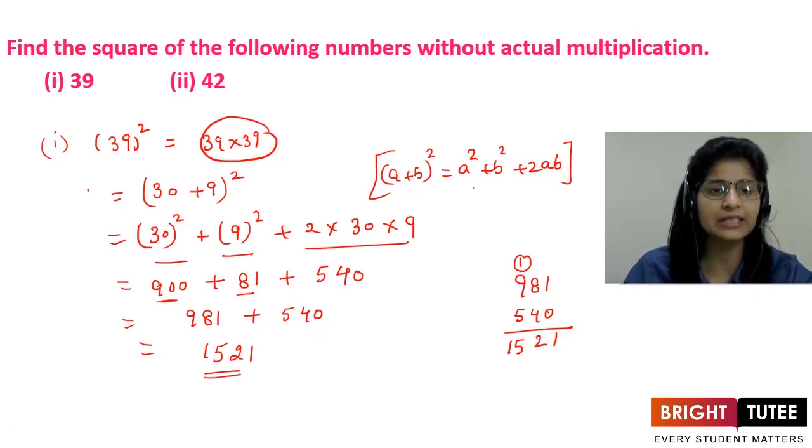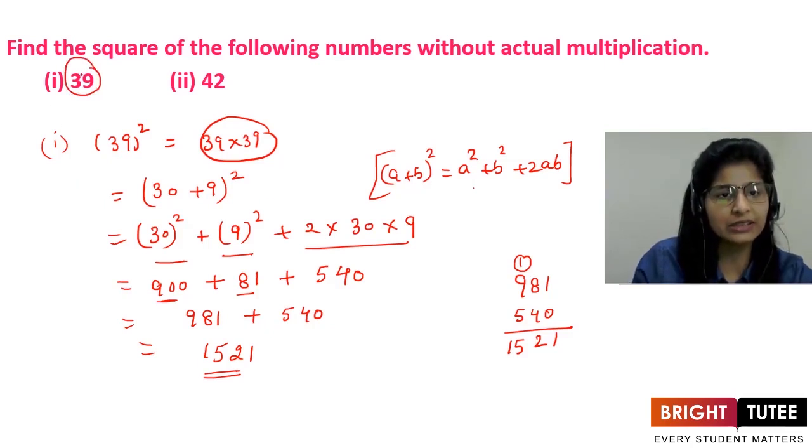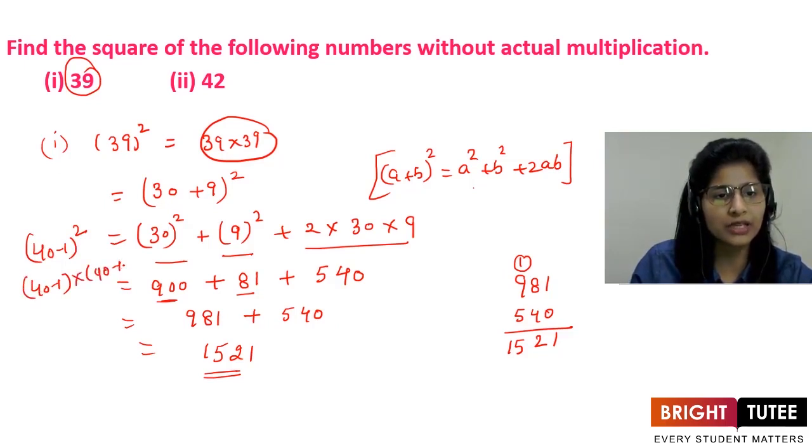What we have done is express 39 as 30 plus 9. Also, we could do it in a much simpler way. We could have written 39 as 40 minus 1 whole square, and then we do 40 minus 1 into 40 minus 1.